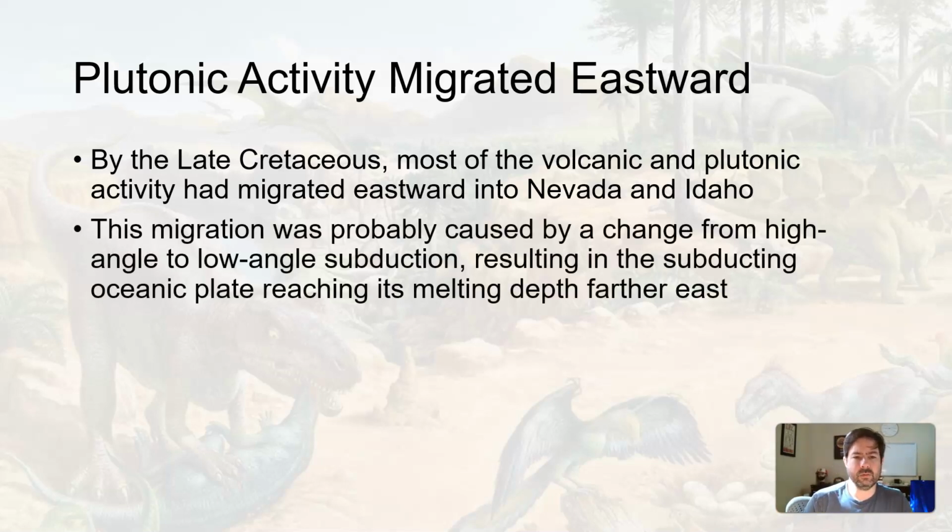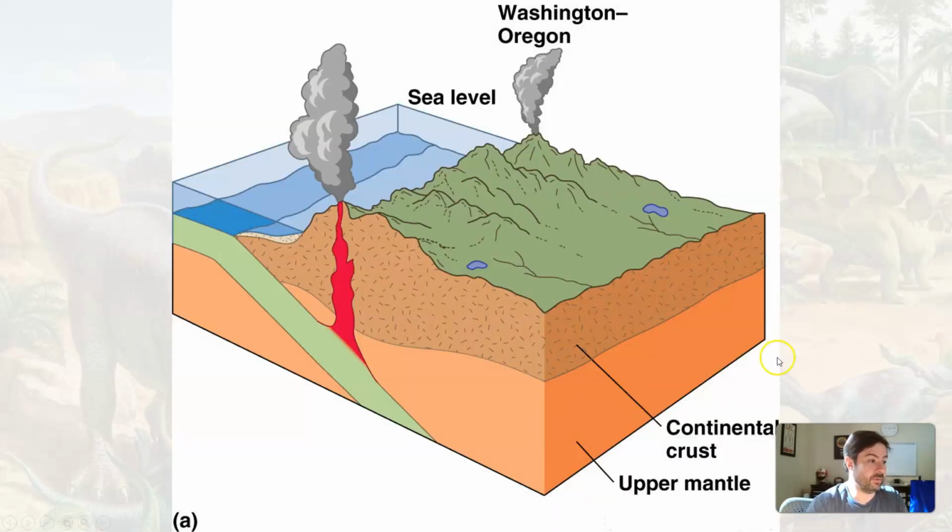The migration was caused by, we think, hypothesized, the changing of the angle at which the Farallon plate was being subducted. So we had the Farallon plate being subducted like this, which would melt and kind of have volcanics and plutonic activity right near the coast. But if that Farallon plate, the angle of it changed, it wouldn't melt. It's not getting further into the Earth until way over here. So now, way over here, we're getting volcanics and plutonic activity pushing stuff more eastward. So that's what this is getting at.